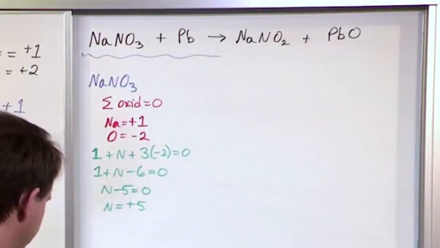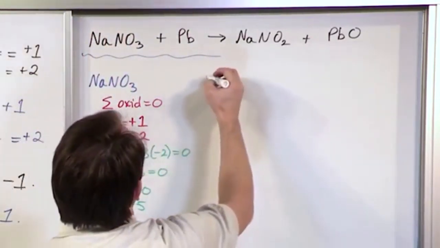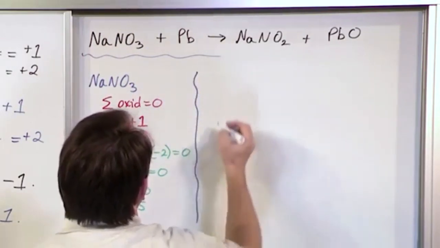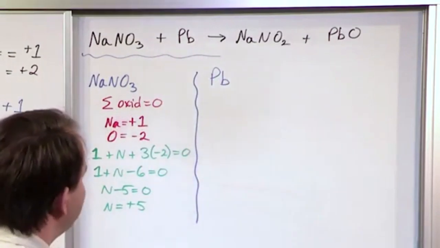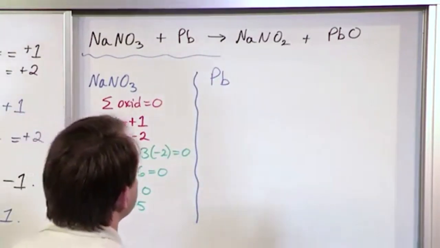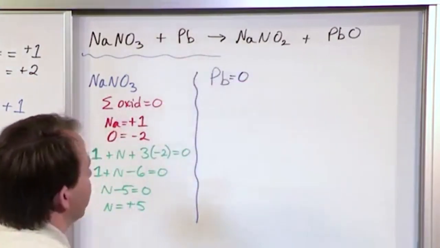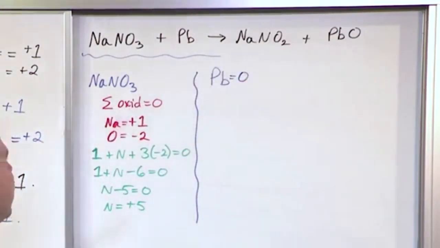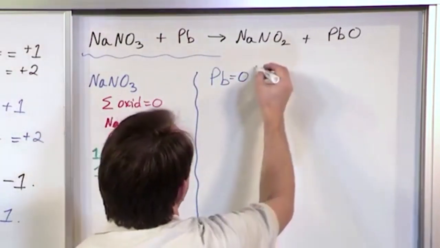All right, now for lead, what do you think is going to happen with lead? So let me draw a little divider here. For lead, well, it's just one atom off by itself. It's neutral, there's no charge on it. So we should know by now the oxidation number of things just hanging out by themselves when they're neutral is just 0. So there's nothing else I have to do. I don't need to follow any more rules. That's just given there.